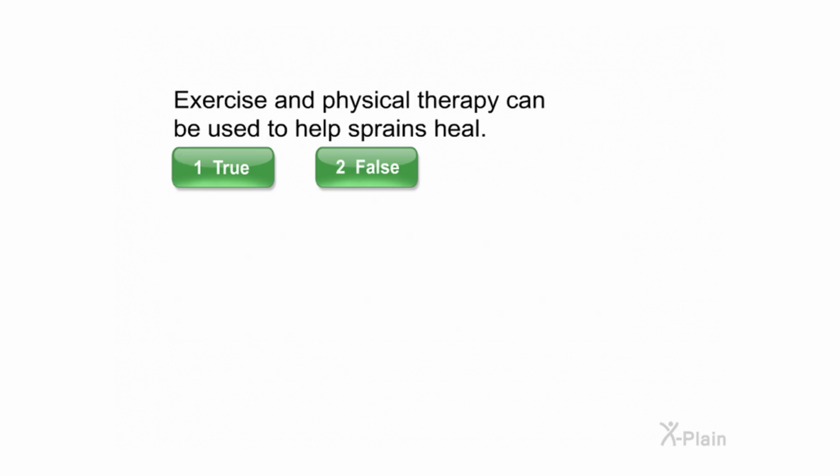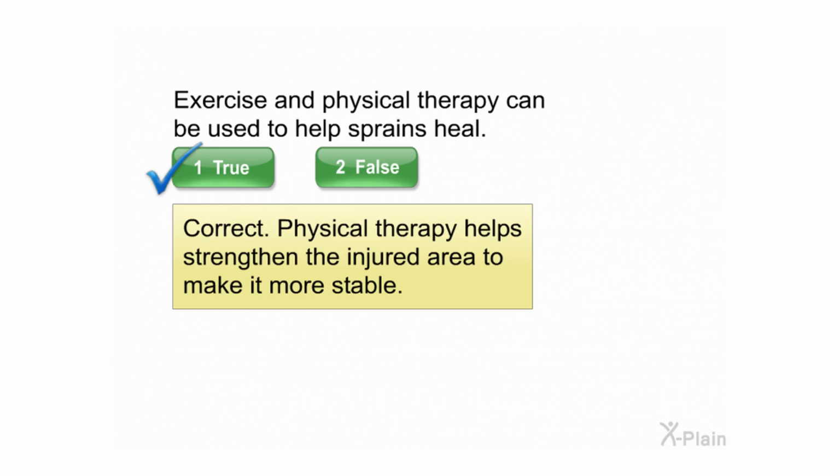Exercise and physical therapy can be used to help sprains heal. Select true or false. Correct. Physical therapy helps strengthen the injured area to make it more stable.